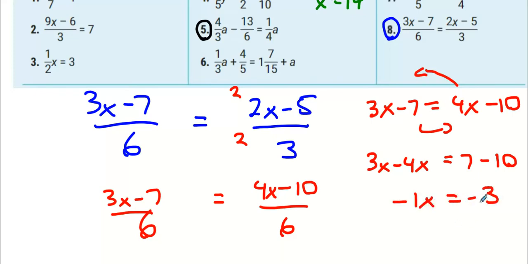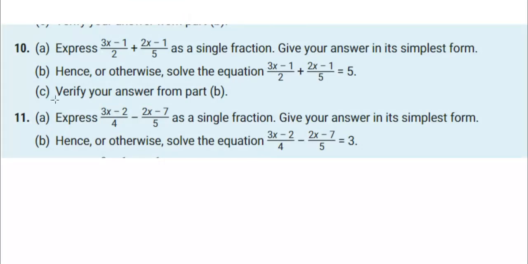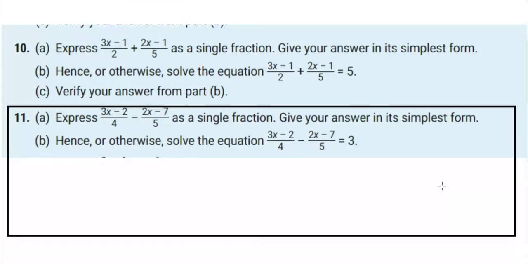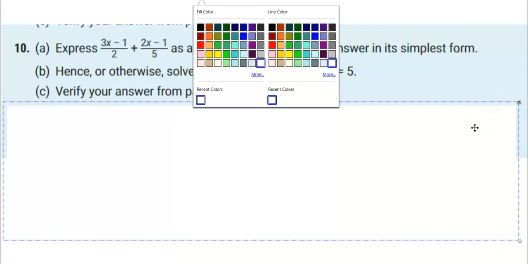Did anybody get x equals 3? You can multiply both sides by minus 1, or you can divide by -1, whatever way you want to do it. Either way, x equals 3. That's question 10. Question 10 is important because we're going to have a few of these later tonight. So look at this, gents.